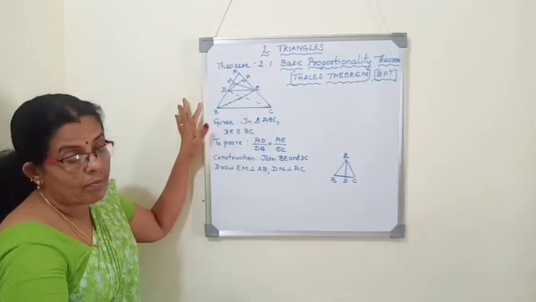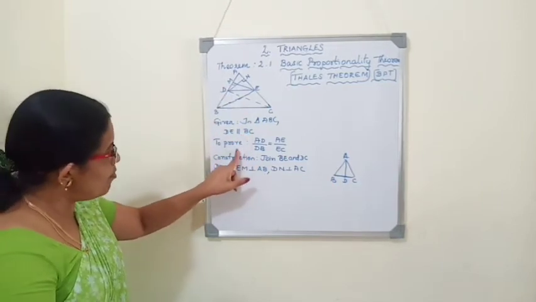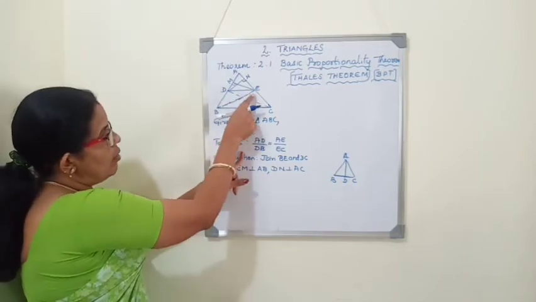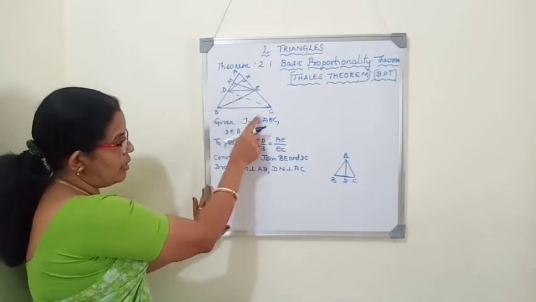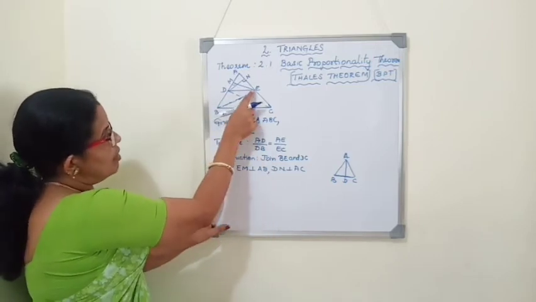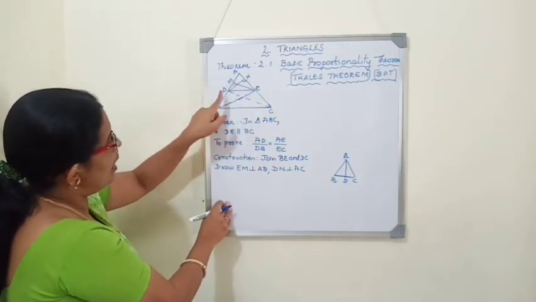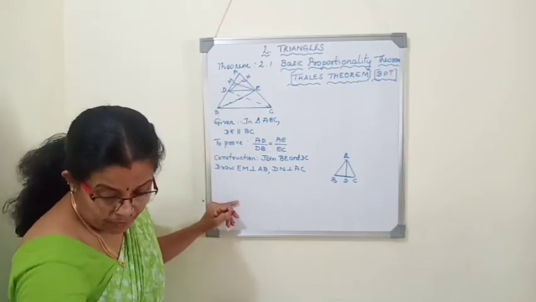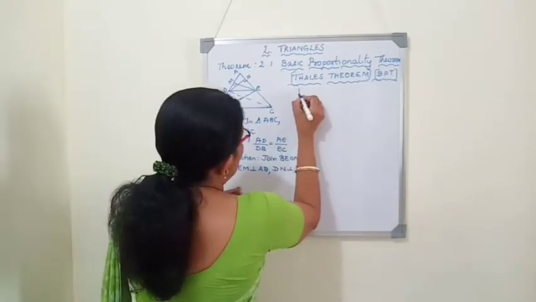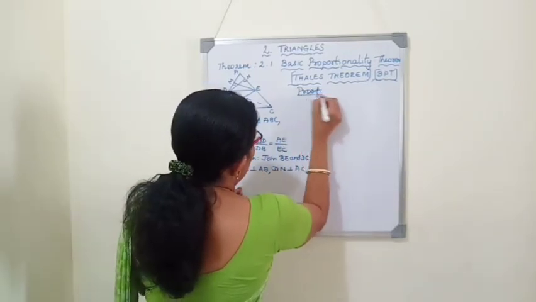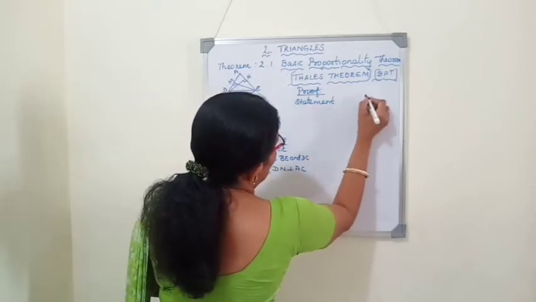So once again I will repeat. Given, in triangle ABC, DE is parallel to BC. To prove AD by DB is equal to AE by EC. Construction: first join BE and DC, then draw the perpendiculars from E to AB and D to AC, that is, EM perpendicular to AB and DN perpendicular to AC. Now we will do the proof. Proof: we write statement and reason.